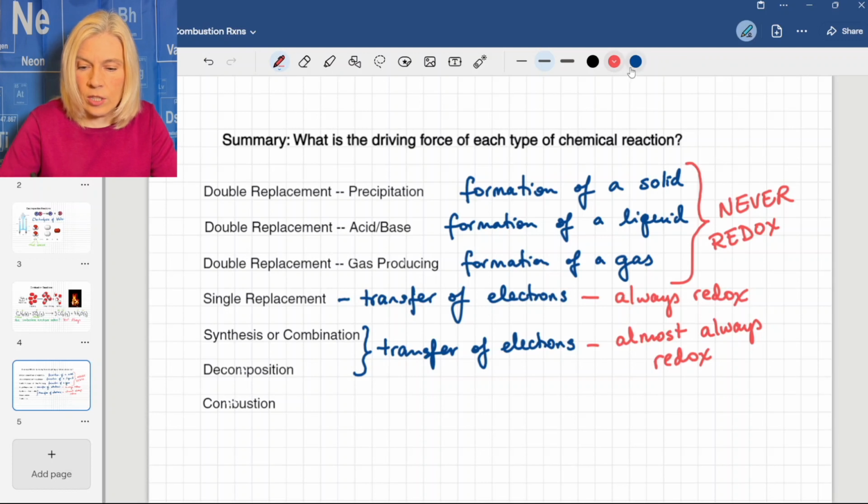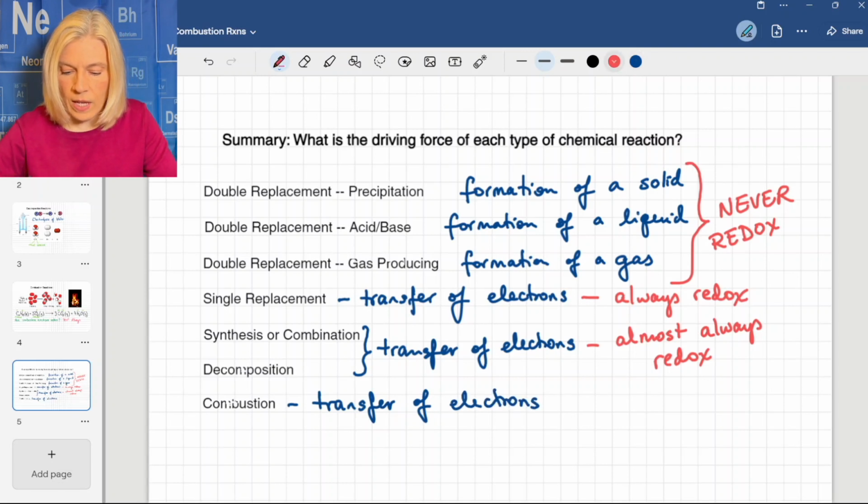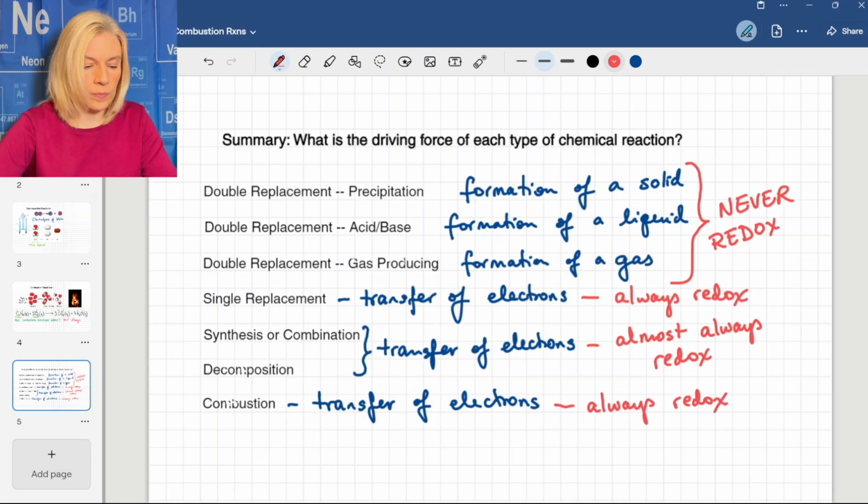And combustion reactions, that is, well, they are always redox. So this is transfer of electrons. And they are always redox. Always redox reactions. Well, there you go.